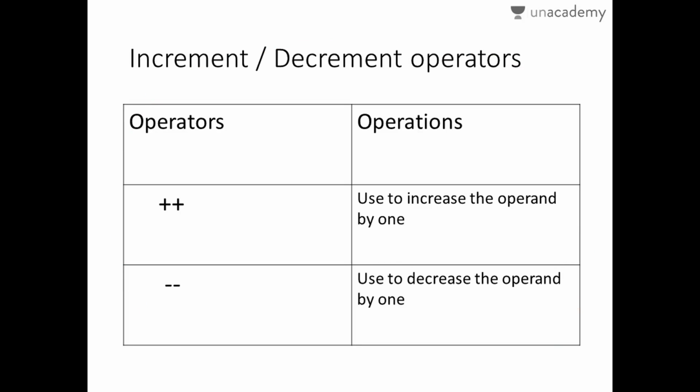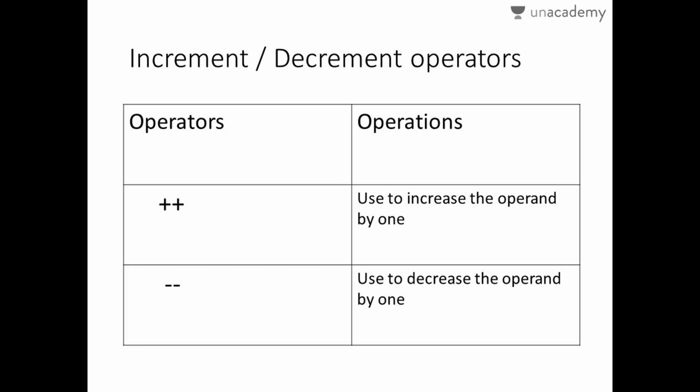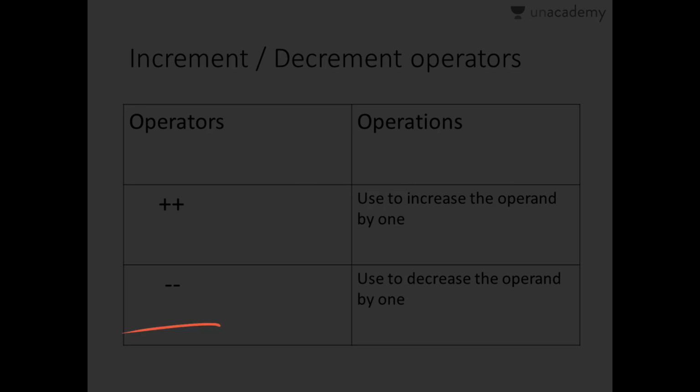This is the increment and decrement operator. Plus plus: if you are writing plus plus a, it will increment a by 1. If a is 10 and I am writing plus plus a, the value of a will become 11. Minus minus will decrease the value of a. So this is about increment and decrement. Increment means it will increase the value by 1. Decrement means it will decrease the value by 1.